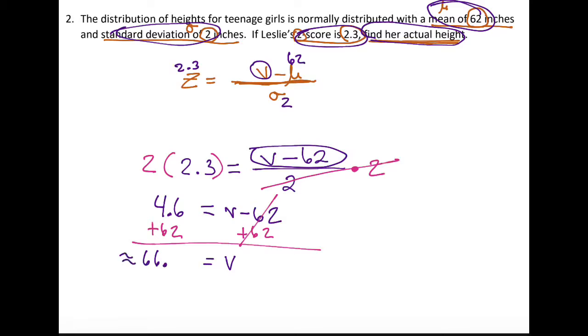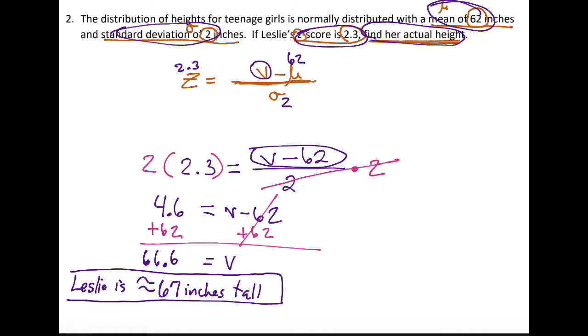Do I have to put it? Okay, so about 66 point, okay, we're going to put it. So she's about 66.6 inches tall, which is approximately, we're going to change that so our final answer is approximately 67 inches tall. And what's this person's name? Leslie. So Leslie is approximately 67 inches tall. So we'll have that as our final answer.